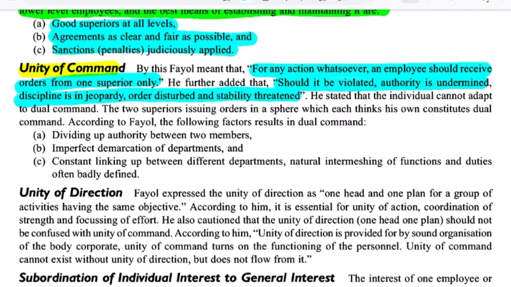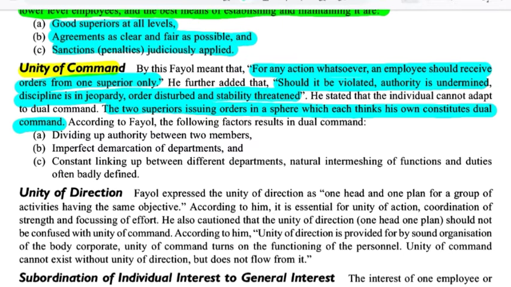He has stated that the individual cannot adapt to a dual command, because it is obvious that we cannot perform two activities at the same time. Two superiors issuing orders in a sphere which each thinks of as his own constitute dual command. Every person has his own perspective, so two superiors will give orders in their own sphere, and an employee cannot follow two superiors at the same time.